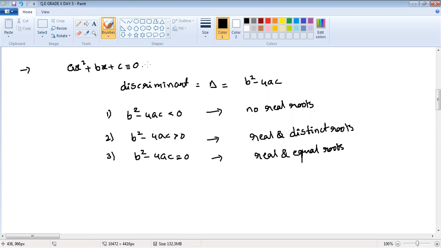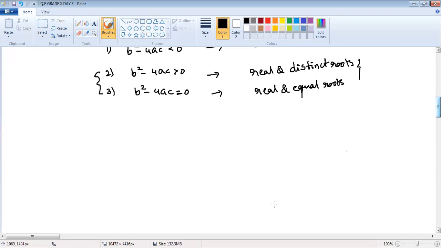Now, what we are talking about is if they exist. The small word 'if' will be there. So we need to check the discriminant value. If the discriminant is less than 0, no real roots, then you can say directly that no real roots exist. If b square minus 4ac is greater than 0 or equal to 0, then you have to proceed further.